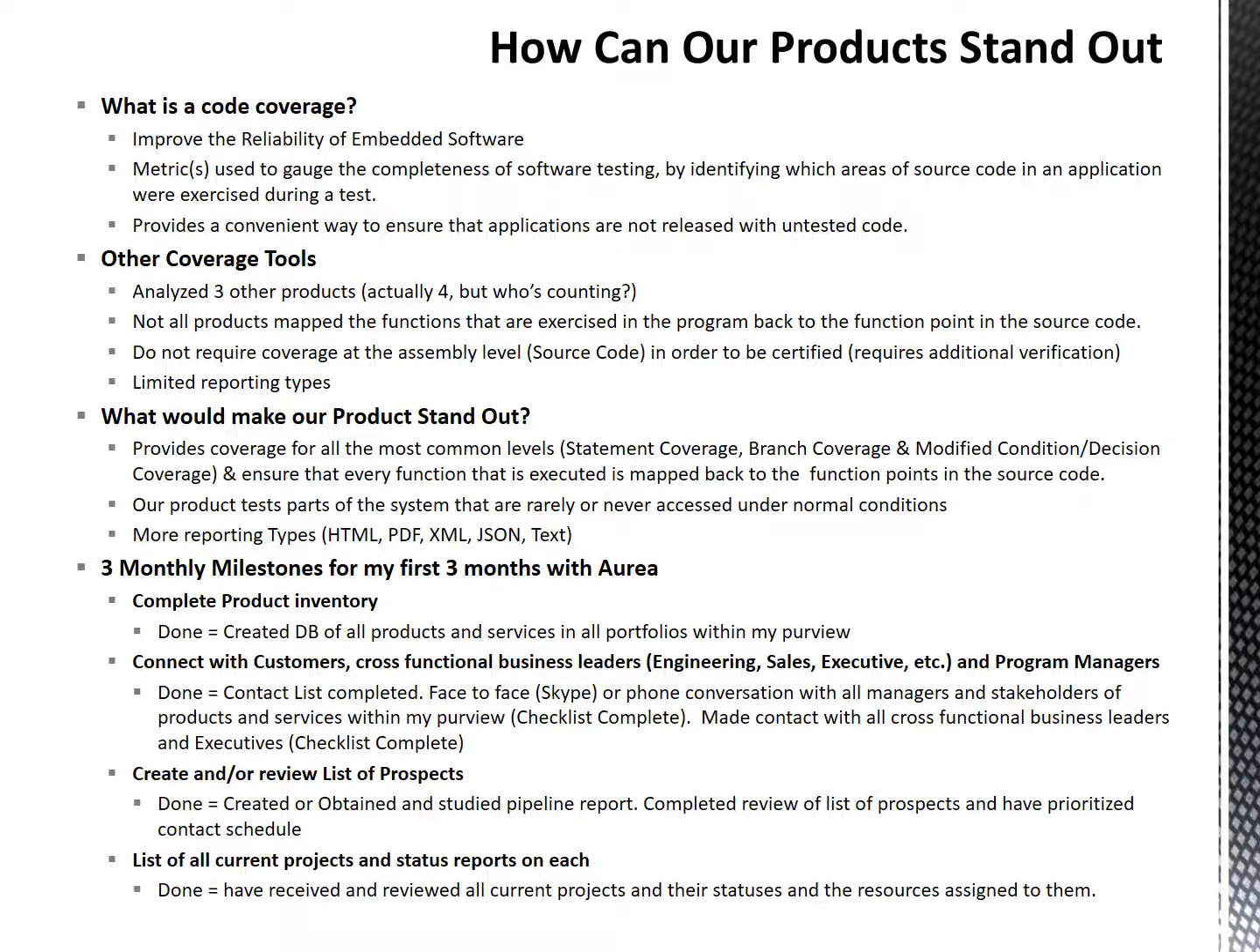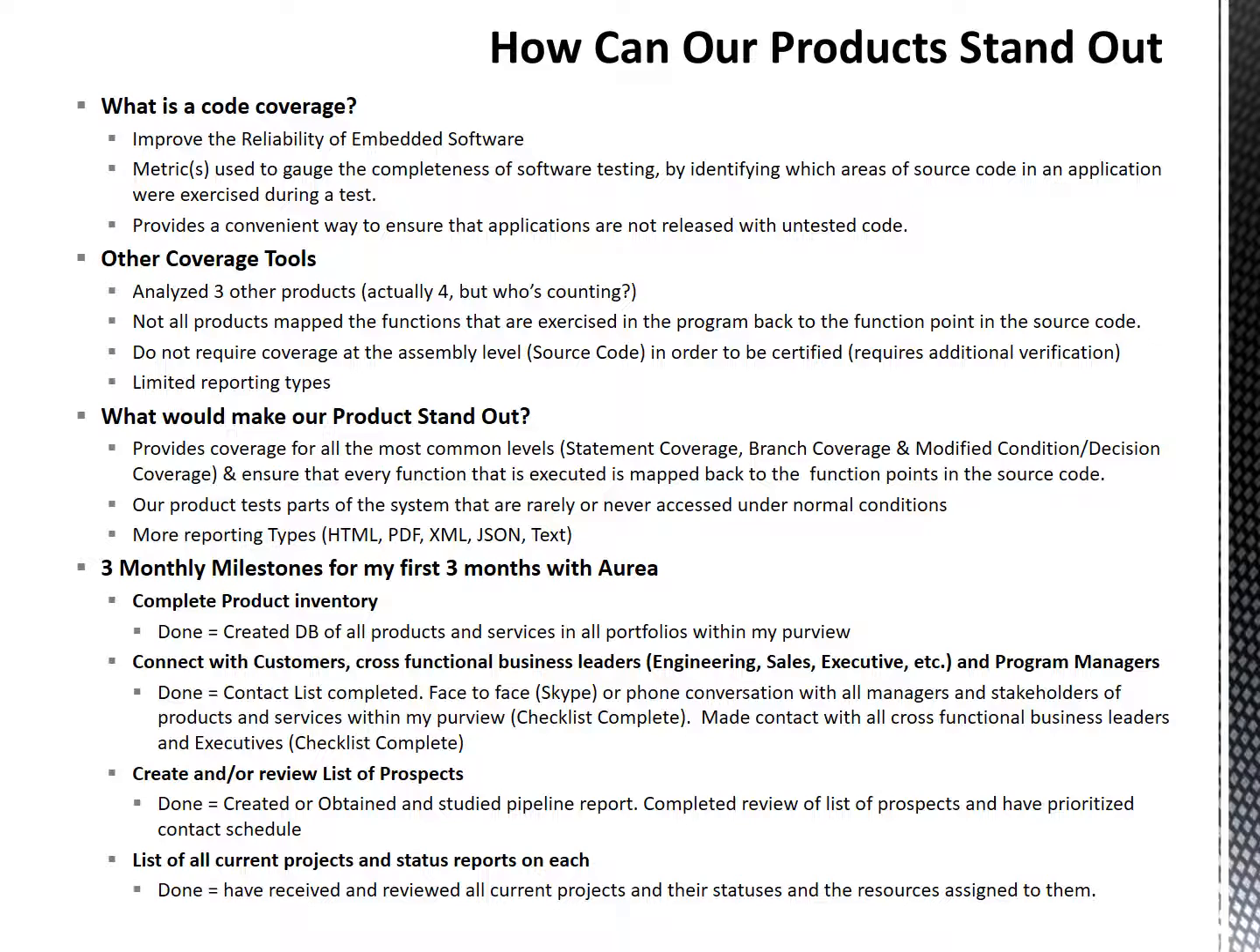So what would make our product stand out? Well, we should provide coverage for all the common levels, like statement coverage, branch coverage, and modified condition decision coverage, or MCDC as it's referred to. And then we should ensure that every function that is executed is mapped back to the function points in the source code. Also, our product tests parts of the system that are rarely or never accessed under normal conditions. We don't want to be normal. We don't want to be average. We want to be better than that. We want to find things that other folks didn't find.